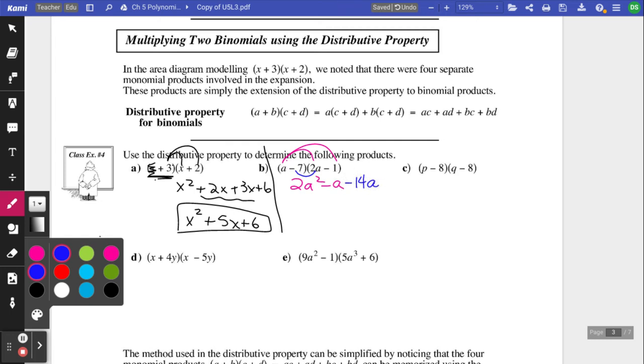-14a. Are you writing this down, Cal? No, I find it's easier for me to watch it. And then you're going to write it down. And then -7 times -1 is +7. Now write it down quickly. Otherwise, you have nothing to look back to. When you go home, you don't know what to do. You have nothing to look back to.